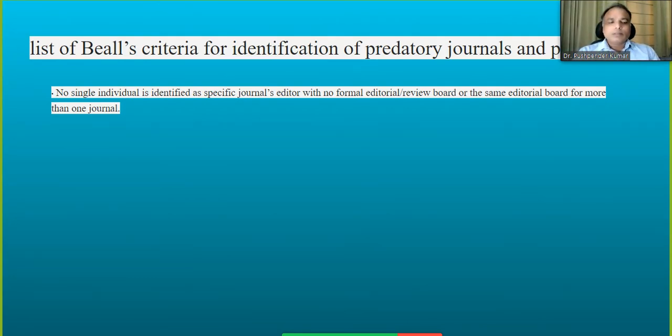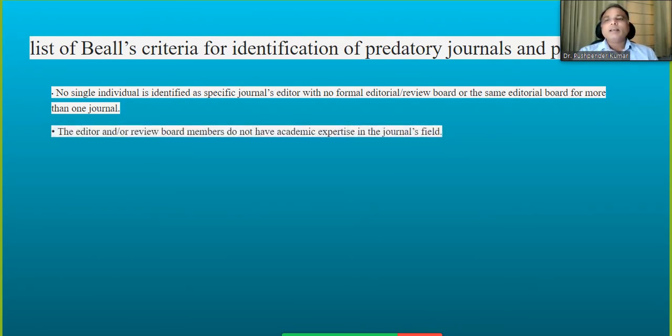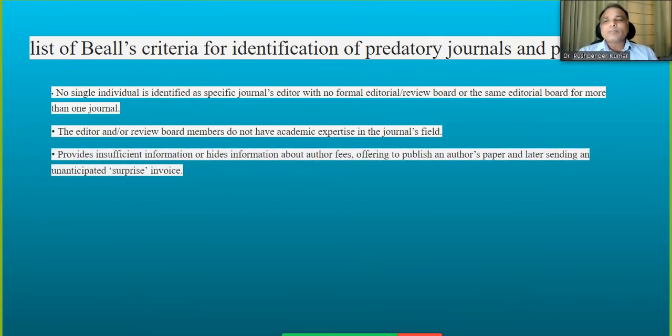So first, if you don't see any name, then don't send your paper. Second, the editor and review board members do not have academic expertise in the journal field. Third, they provide insufficient information or hide information about author fees, offering to publish an author's paper and later sending an unanticipated surprise invoice.